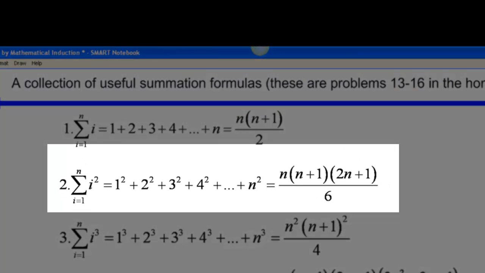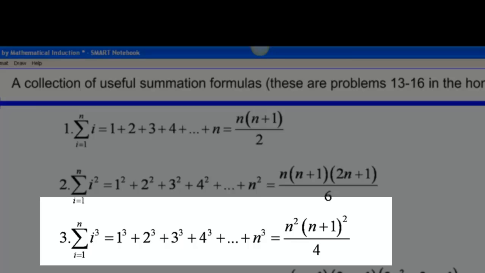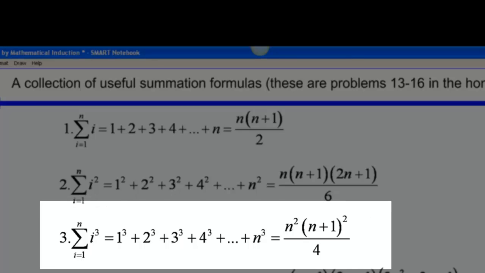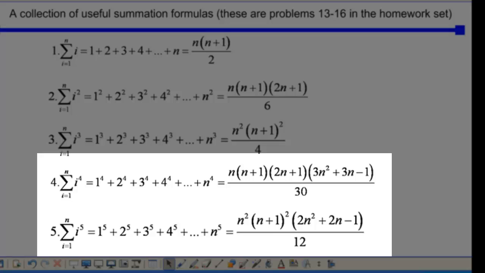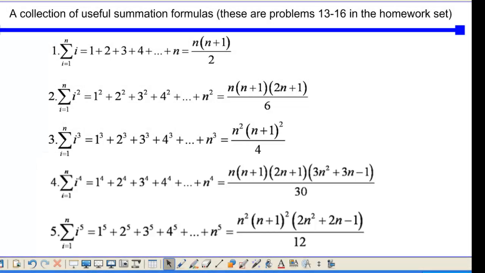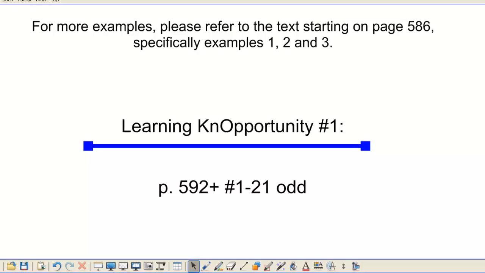In the second summation formula, now we're taking all the integers squared. And when you take their sum, you yield n times n plus 1 times 2n plus 1 over 6. In the third one, we're taking all of the integers to the third power, which yields n squared times n plus 1 squared over 4. And then, as you can read in the fourth and the fifth summations, we're taking all of the integers to the fourth power and all the integers to the fifth power, and it yields those following formulas that will be left to you to prove in the homework set.